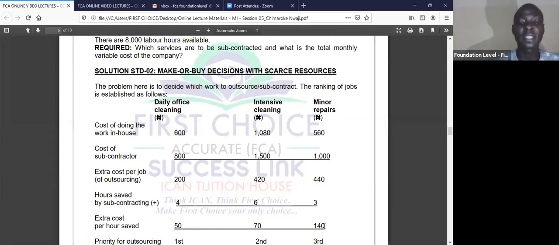Now what it means is that if we decide to give out daily cleaning, this is what we are going to save. That means in all our resources that are limiting factor, we are going to be saving 50 naira. This is what we are going to save by giving the job out. 70 naira on intensive cleaning. This is what we are going to save, 140 on minor repairs.